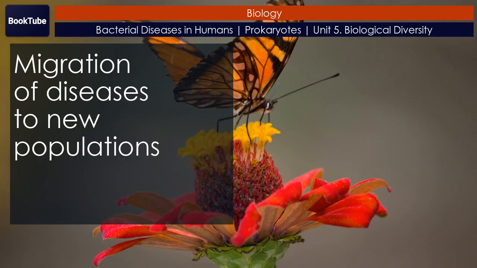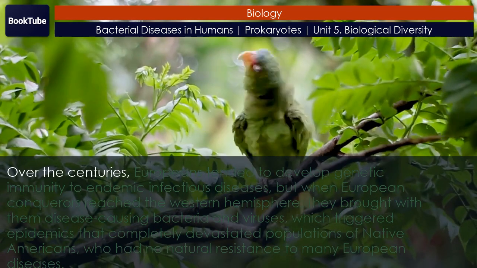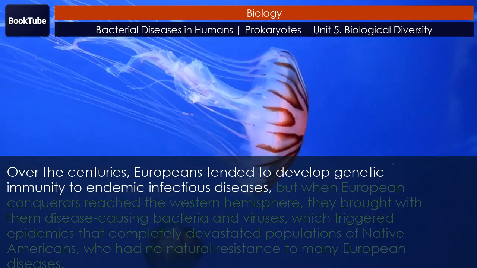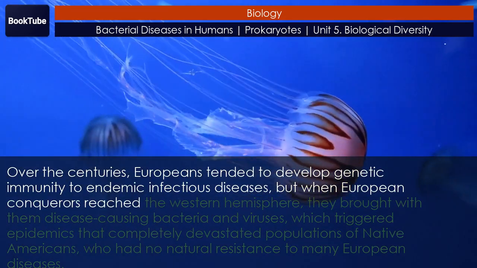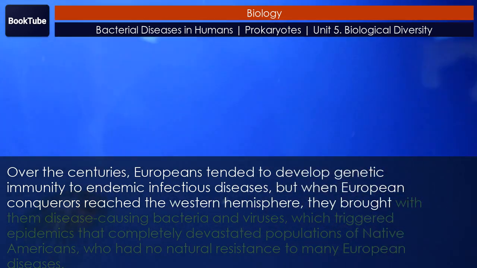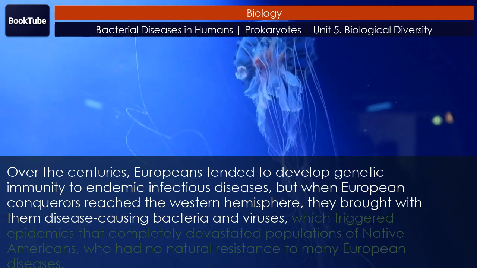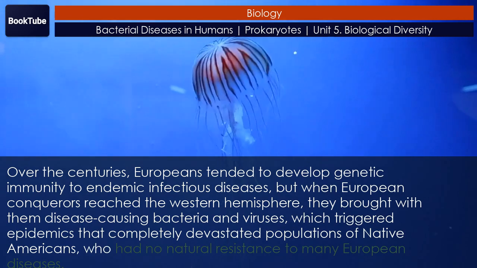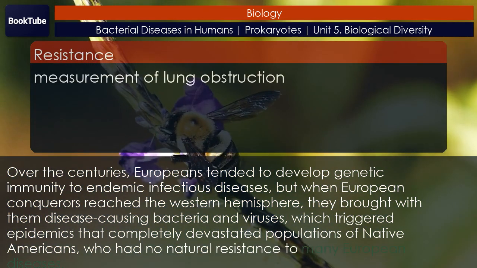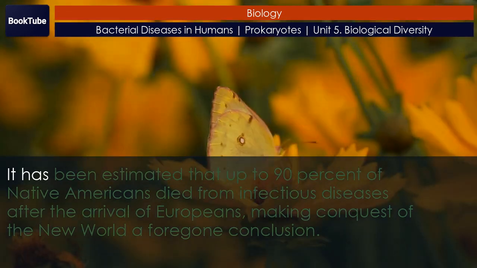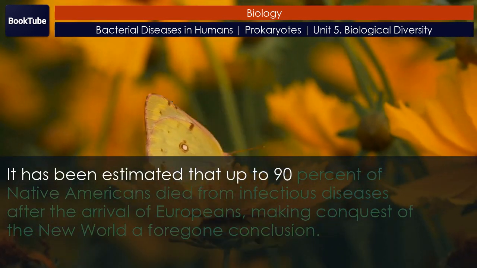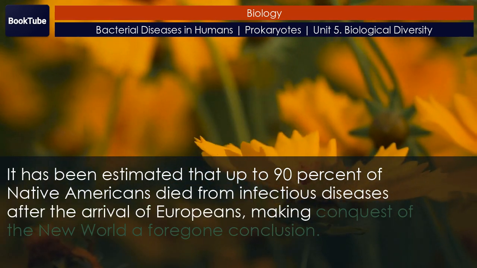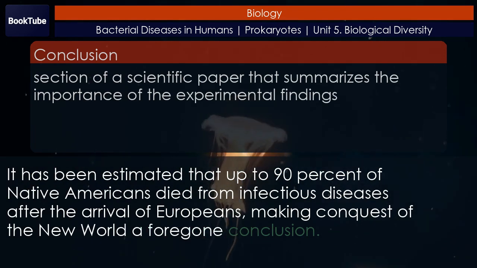Migration of diseases to new populations. Over the centuries, Europeans tended to develop genetic immunity to endemic infectious diseases. But when European conquerors reached the Western Hemisphere, they brought with them disease-causing bacteria and viruses, which triggered epidemics that completely devastated populations of Native Americans, who had no natural resistance to many European diseases. It has been estimated that up to 90% of Native Americans died from infectious diseases after the arrival of Europeans, making conquest of the New World a foregone conclusion.